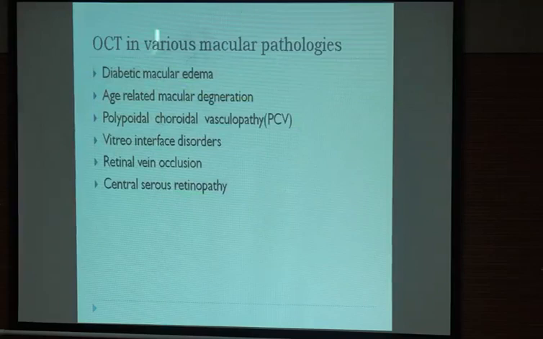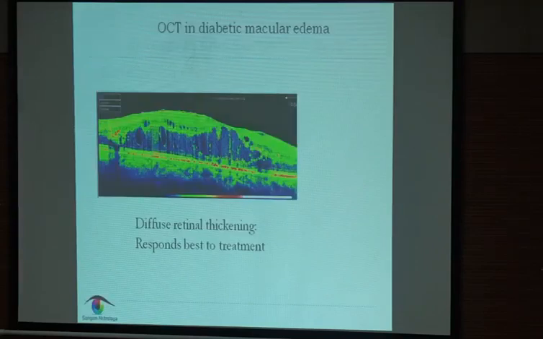I will just give you an overview of various pathologies where we use the OCT. In diabetic macular edema we can have various patterns. The most common is the diffuse retinal thickening, and this is the one which usually will best respond to early treatment.